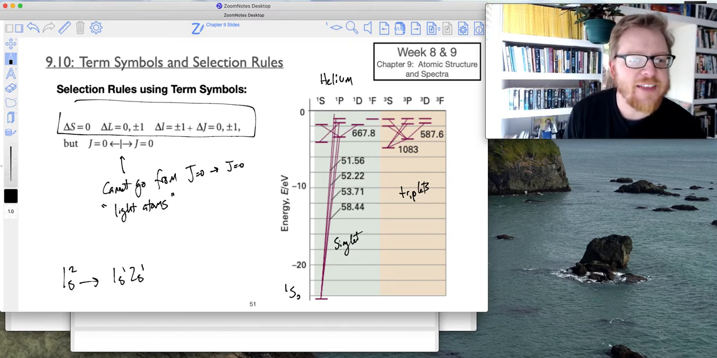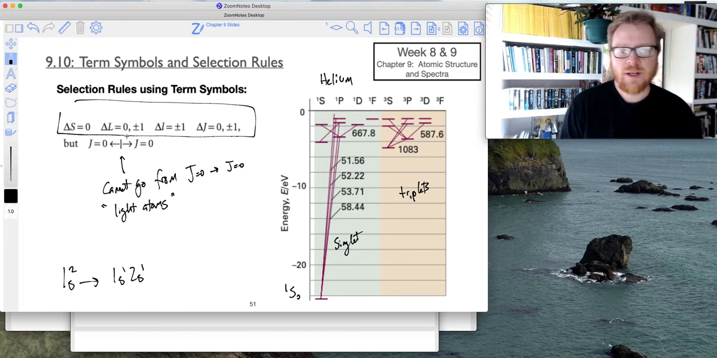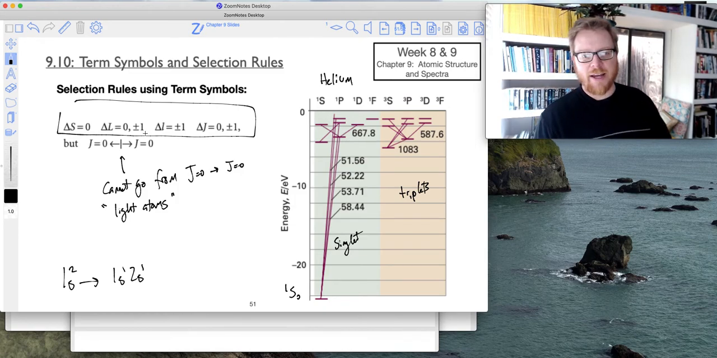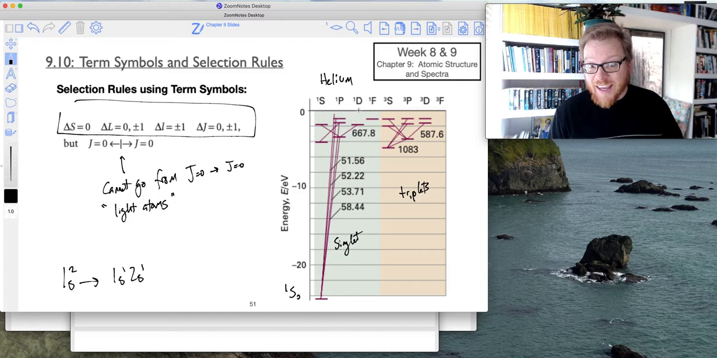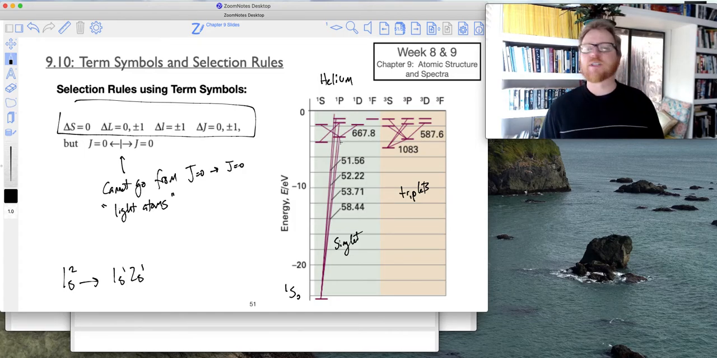And so you can see that the L value can be 0 or plus or minus 1, but not plus or minus 2. So I can't go from a D term to an S term, but I can go from a D term to a P term, or an S term to a P term, or I can also go from a, let's see here, here we're not seeing any P to P. No, there is one right there. I just missed it. There is a P to P term right there.